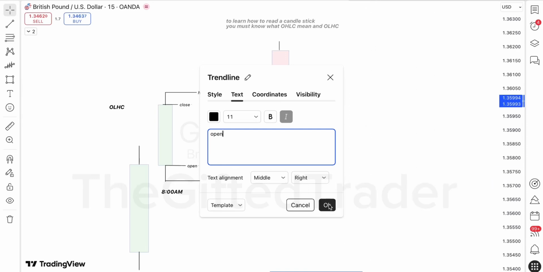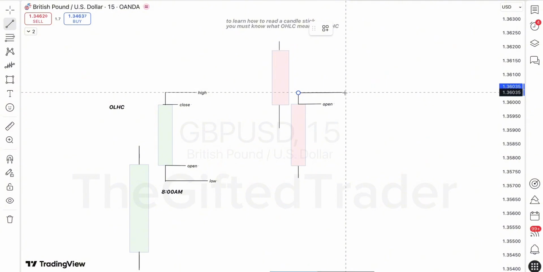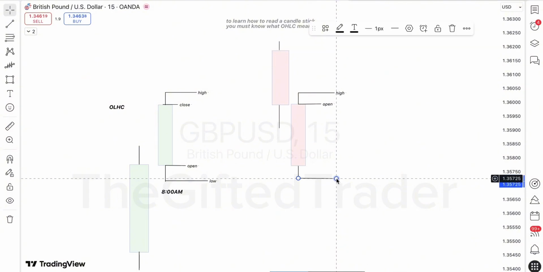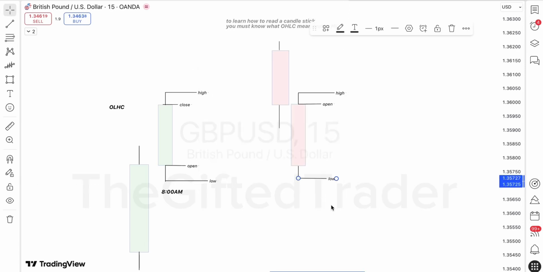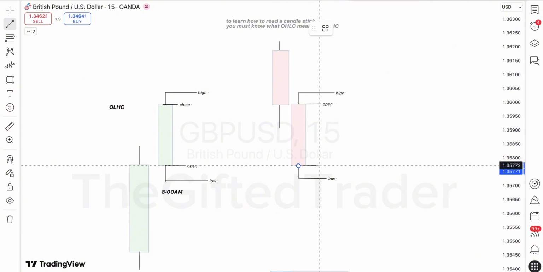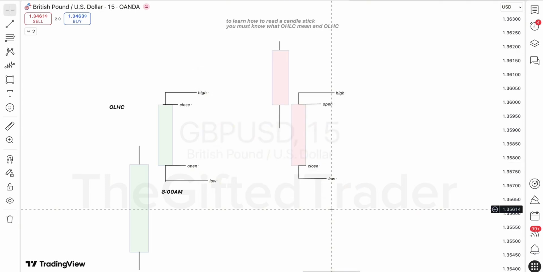Now I'll give you this, I'm sure you can get the rest yourselves. This one is the high, while this one is the low. Open, high, low, close. That's very, very important. While this is the low, while this is the close.